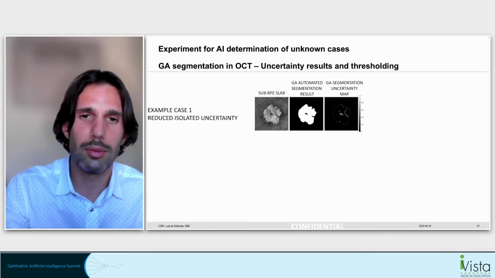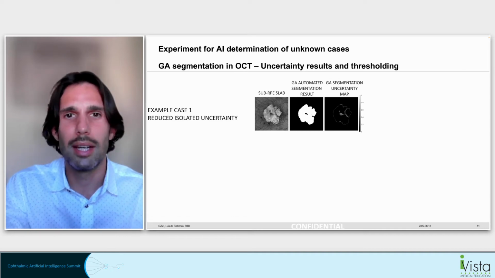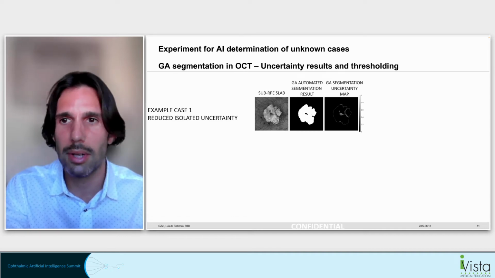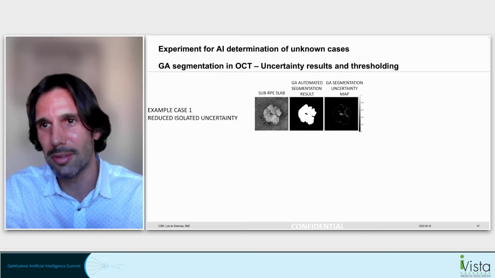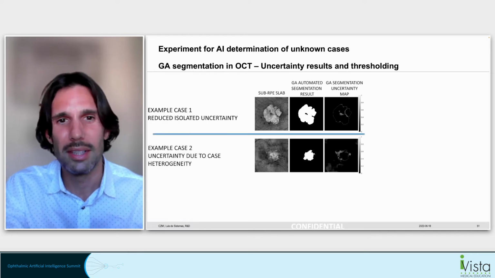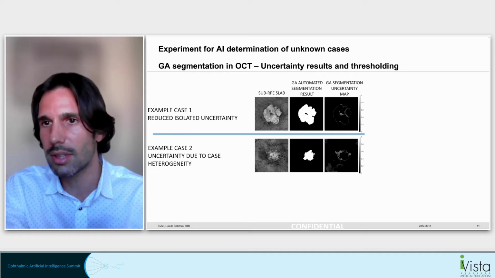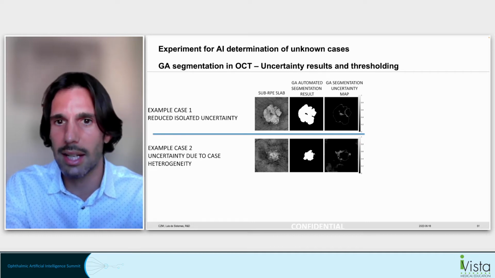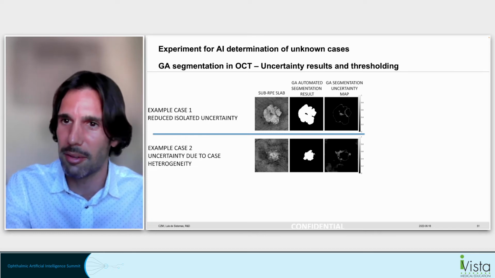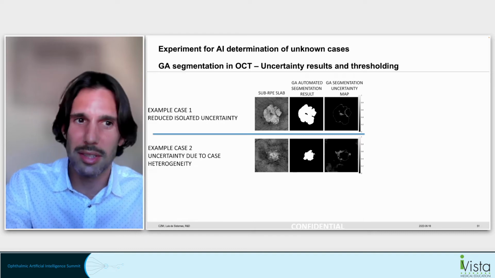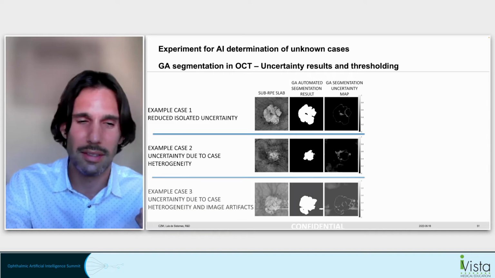We apply this to a number of cases. For example, in this very easy to delineate case, we have a pretty accurate segmentation result. The uncertainty always goes around the border of the geographic atrophy, because that's the harder part for the model. In another example, the atrophy is more heterogeneous, and we can see highlighting as uncertainty. The model is telling us, I don't really know if this is really geographic atrophy or its background in the exact same place where there is more heterogeneity, because our model was not trained with enough of these heterogeneous cases.